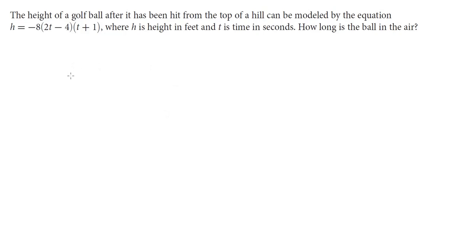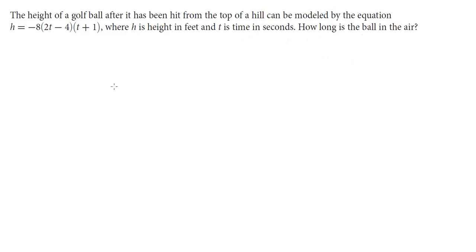Okay, last example here, and I, of course, encourage you to pause and try this on your own and then come back and see if you were right. It says, the height of a golf ball after it has been hit from the top of a hill can be modeled by the equation h equals negative 8 times (2t minus 4) times (t plus 1), where h is the height in feet and t is the time in seconds. How long is the ball in the air?